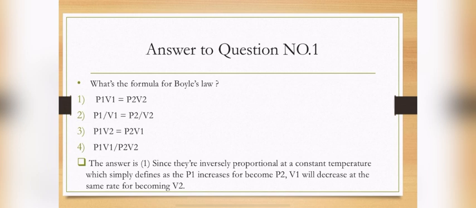And why? Since they are inversely proportional at a constant temperature, which simply means that when P1 increases to become P2, V1 will decrease at the same rate to become V2. So the answer is 1. P1 V1 equals P2 V2.